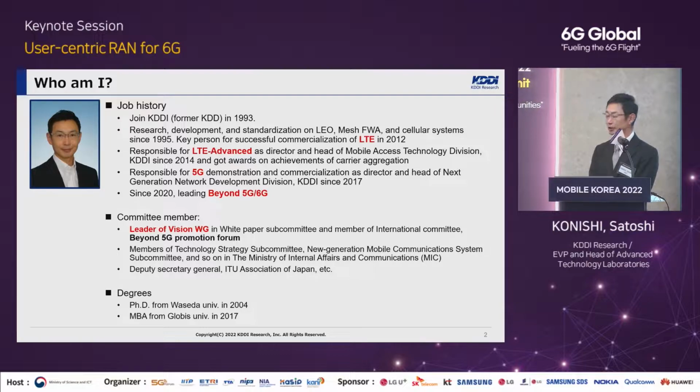Here's my biography. I don't have to introduce everything, but what I want to emphasize is that I've been involved in the telecom industry for roughly 30 years. I was involved in a lot of LTE-Advanced and 5G, as well as 6G right now. I'm also one of the leaders in the Beyond 5G Promotion Consortium in Japan.